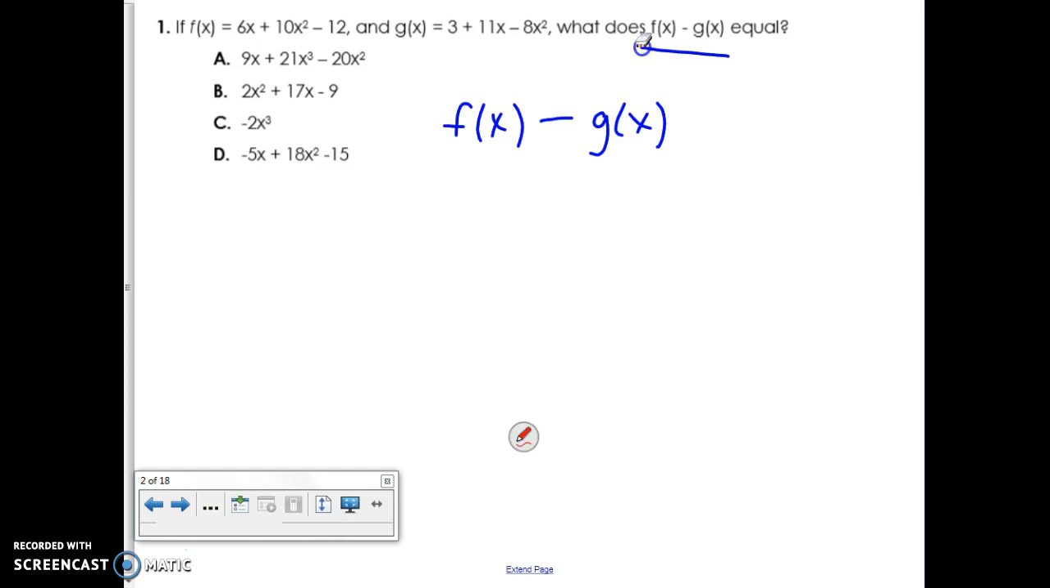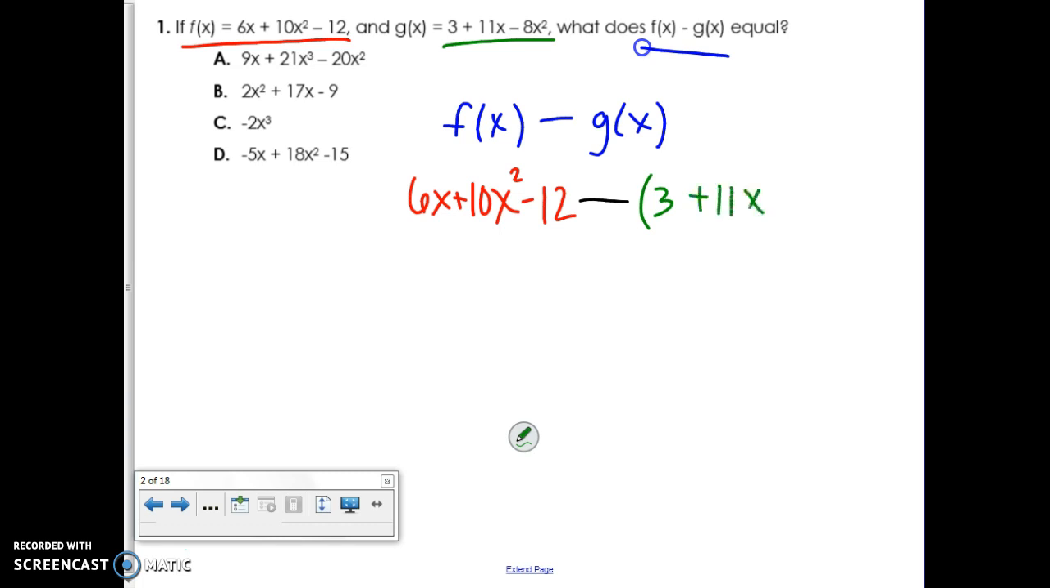So f of x up here says that this is 6x plus 10x squared minus 12. And then we are to subtract g of x. And it says that g of x is this whole thing right here. So it is 3 plus 11x minus 8x squared.